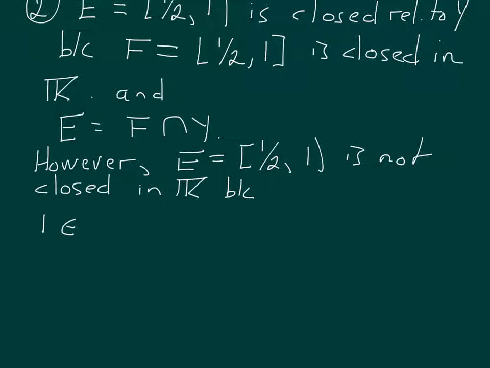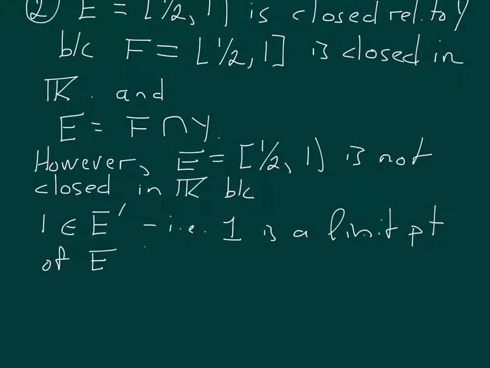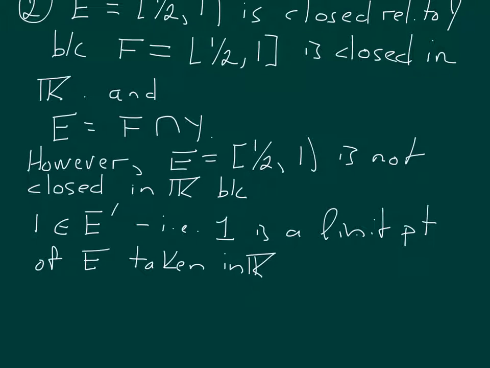1 is going to be a limit point in E. If we take the set of limit points in R, i.e. 1 is a limit point of E taken in R, because any epsilon neighborhood about 1 taken in R is certainly going to intersect E at a point other than 1, but 1 is not in E. And so E is not actually closed in R. If it were closed in R, each of its limit points taken in R would actually be in E.